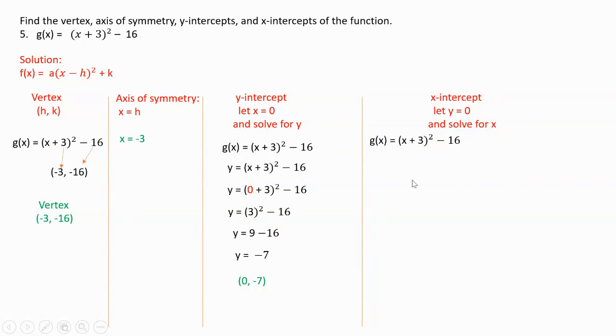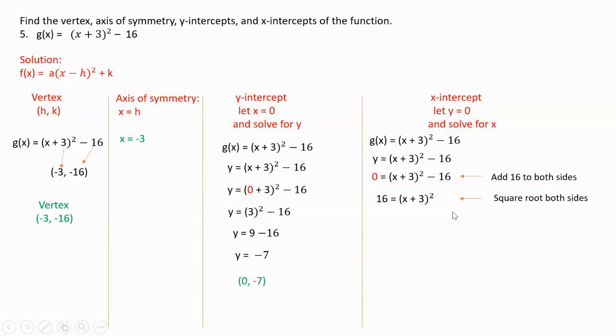Now the x-intercept, we let y equal 0, and we solve for x. So the first thing we're going to do, we're going to add 16 to both sides. So it's going to give us 16 equals x plus 3 squared. The next step, we're going to take the square root of both sides to eliminate the square. I just put the x plus 3 on the left side and the 16 on the right side.